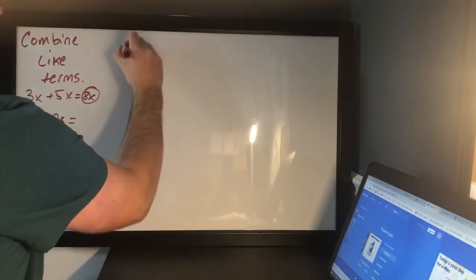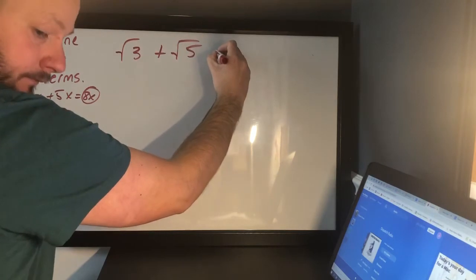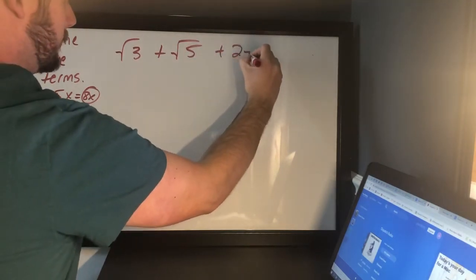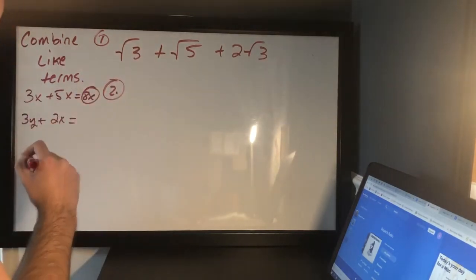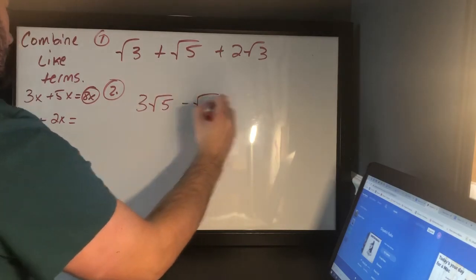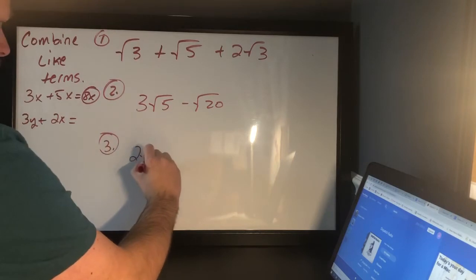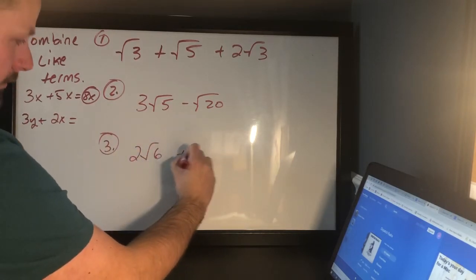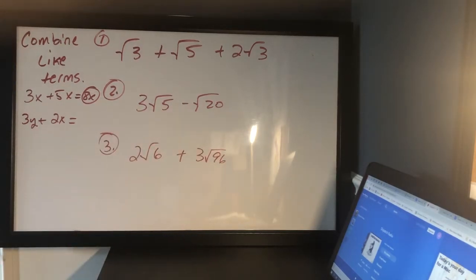All right, the first one is radical 3 plus radical 5 plus 2 radical 3. The next one, 3 radical 5 minus radical 20. And the last one, 2 radical 6 plus 3 radical 96. Like I said, I would encourage you to pause the video and try those, and then I'm going to go through the answers here in a second for you.